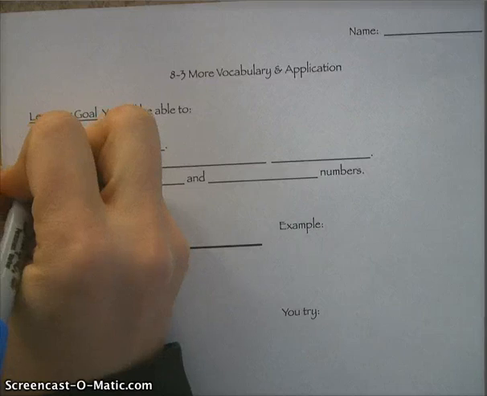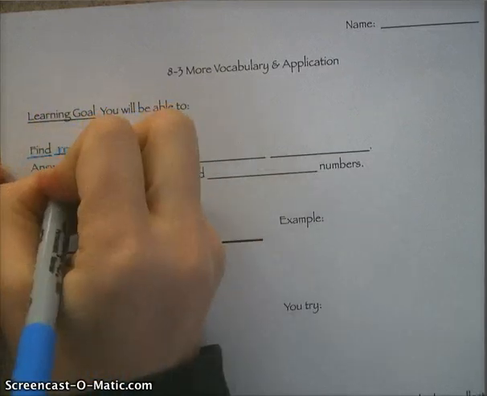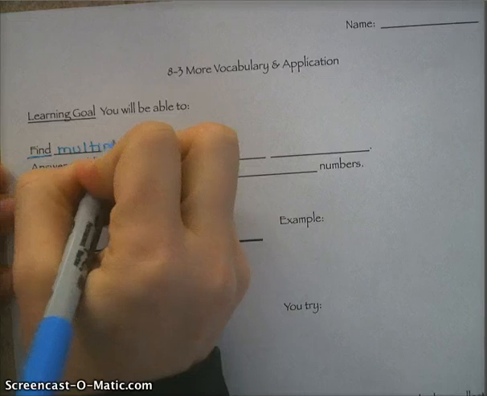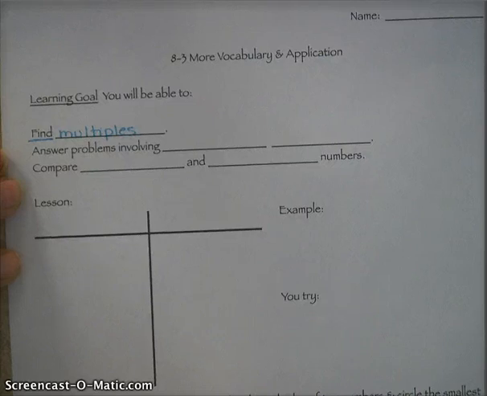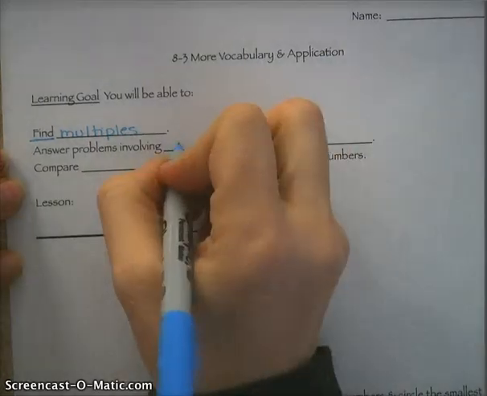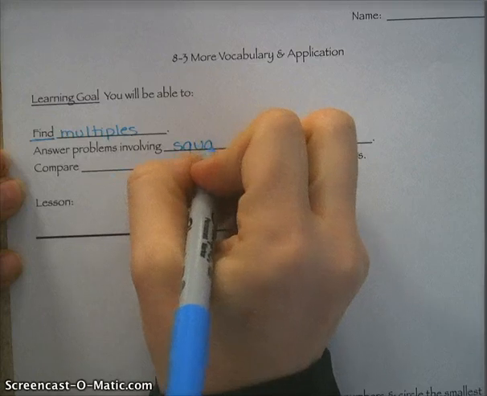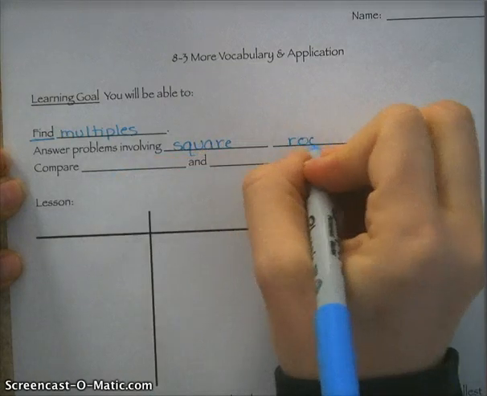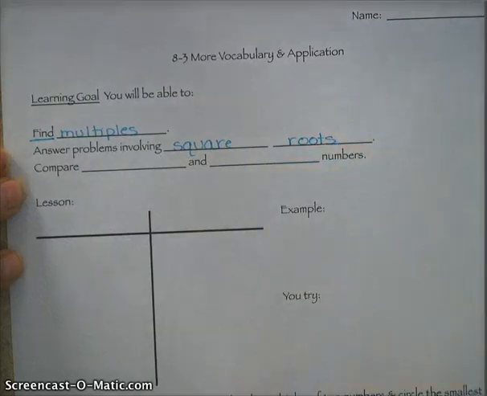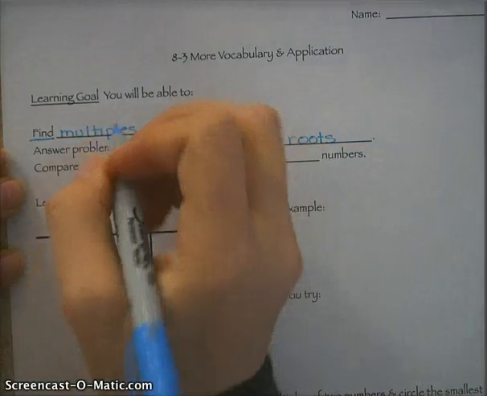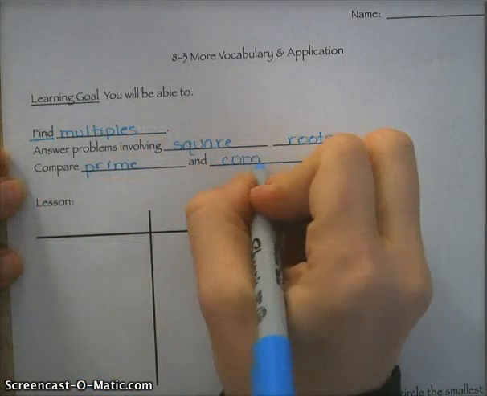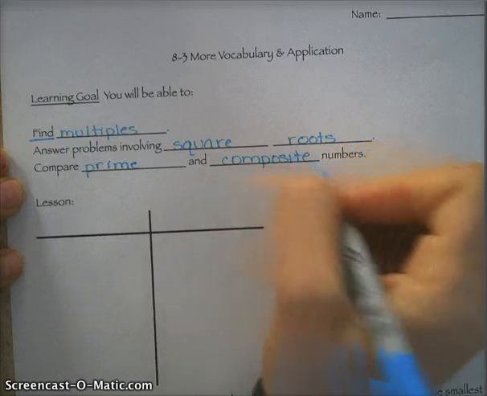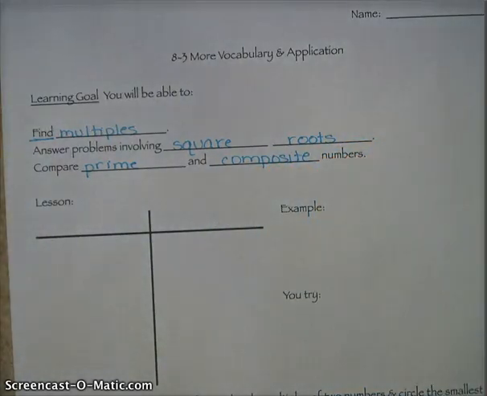First of all, when we're done with this, you're going to be able to find multiples of given numbers. The second thing you'll be able to do is answer problems involving square roots, and we'll talk a lot about what that means later in the video. And the last one, compare prime and composite numbers. So by the time we're done, hopefully you'll be able to do those 3 things. So the first one, finding multiples.